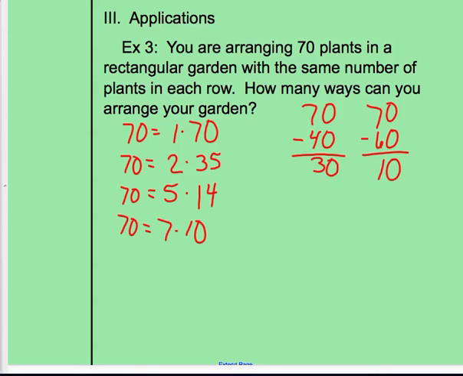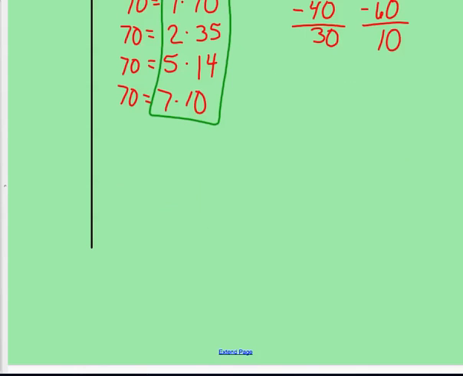So it says, how many ways can you arrange your garden? Now, depending on how you interpret this question, you could say 4. We've got them listed right here, these 4 different ways. Or you could say 8, because you could have one row with 70 plants, or you could have 70 rows with 1 plant.